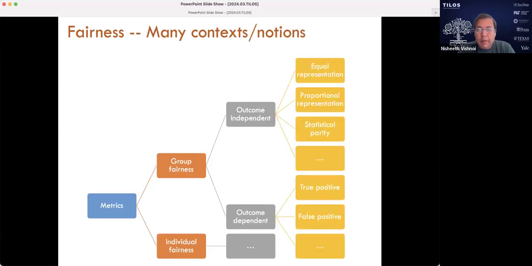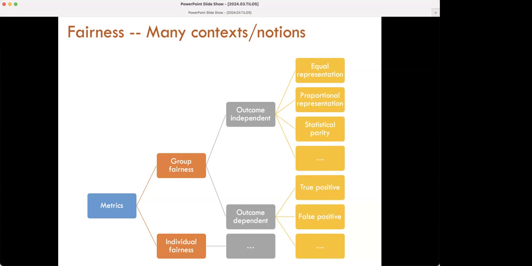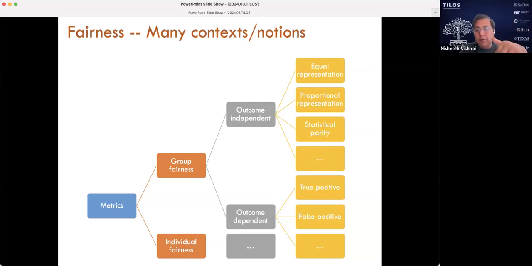And I just added this slide in case this question comes up, and I think David already mentioned this. I was not planning to add this slide, but fairness is not one thing. It is many, many things. There are many, many metrics. There is a notion of group fairness, individual fairness, outcome dependent, outcome independent, true positive, false positive, equal representation, proportional representation, and this list is probably far from complete.